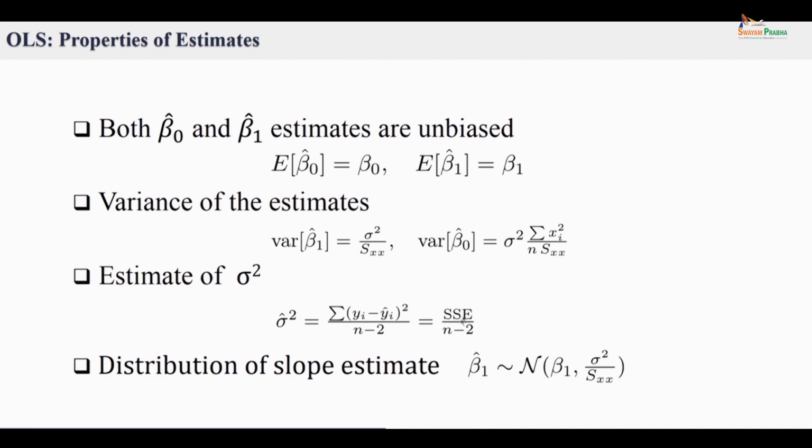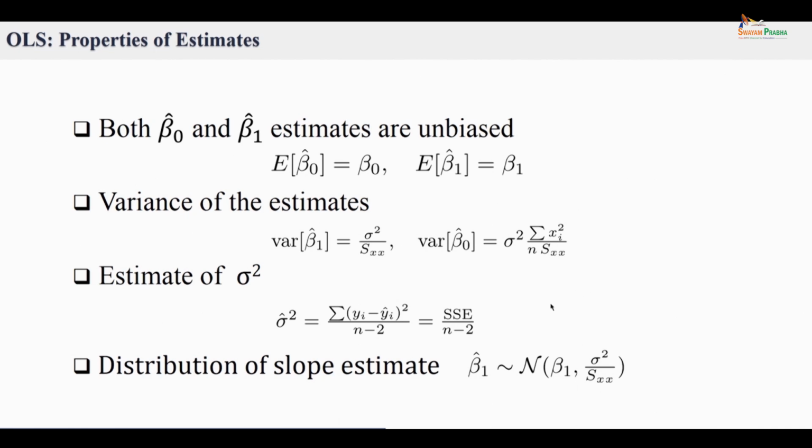If you substitute the sigma hat squared here, you can finally show that this is nothing but the unknown sigma squared divided by SXX. Okay. Sigma squared by SXX is the variance of beta 1 hat, which we have derived. Now, if you do not know sigma squared, you can replace sigma squared with this sigma hat squared, SSE by n minus 2.